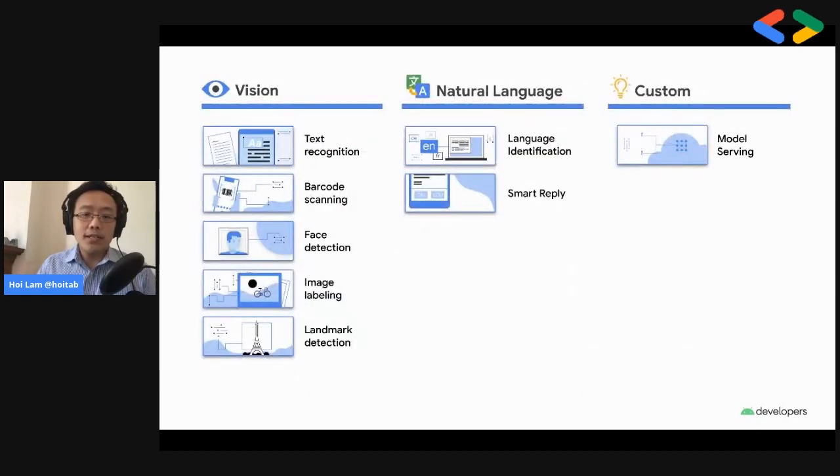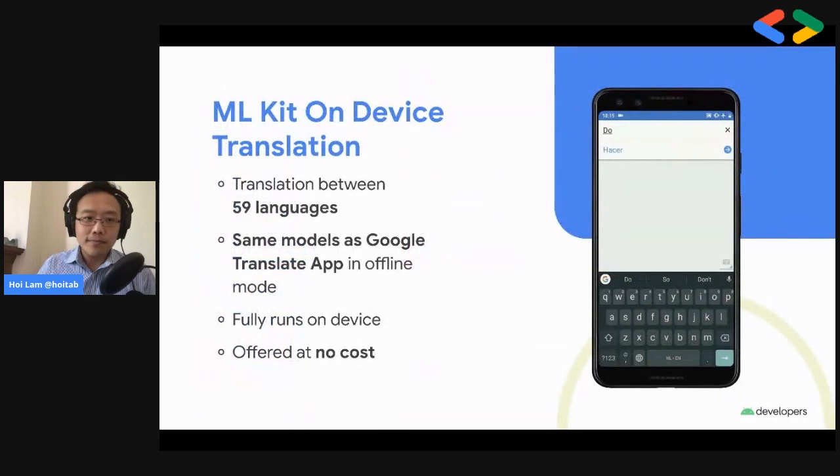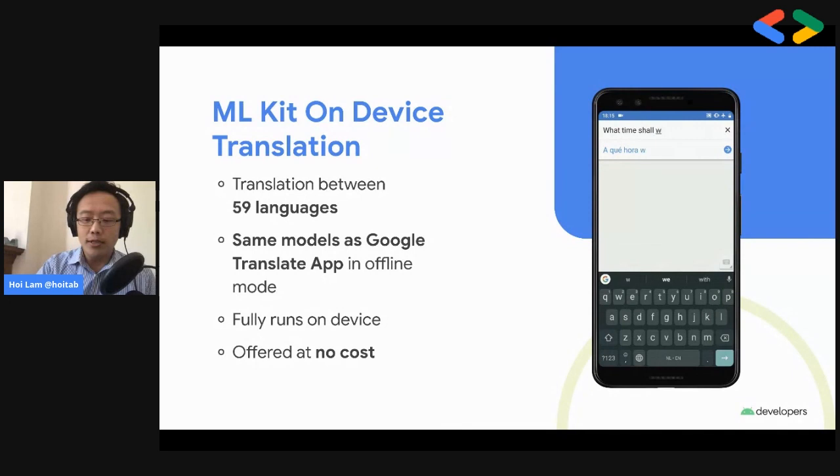The next thing that we did was to launch more APIs. So we have object detection and tracking, on-device translation, material design, as well as AutoML Vision Edge. With translation, we support 59 different languages. It is completely free for the on-device version for developers, and everything is run on device, so the conversations are not sent to Google at all. So you could be assured of the user's privacy on that count.